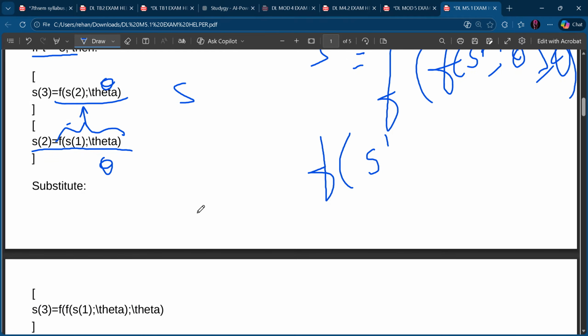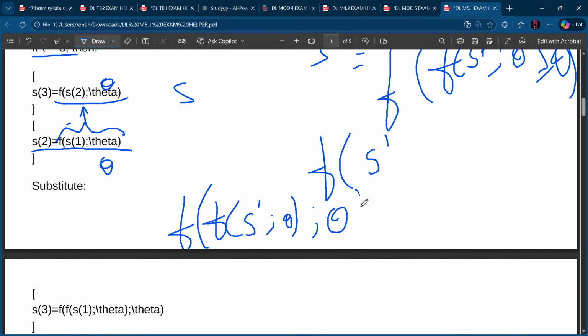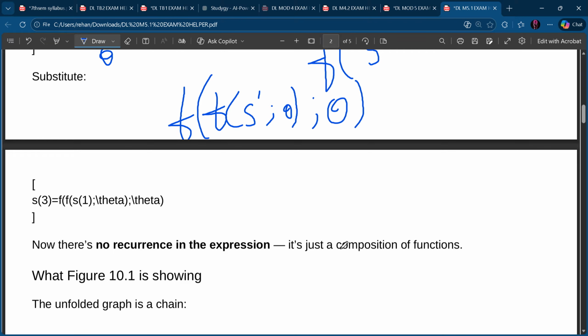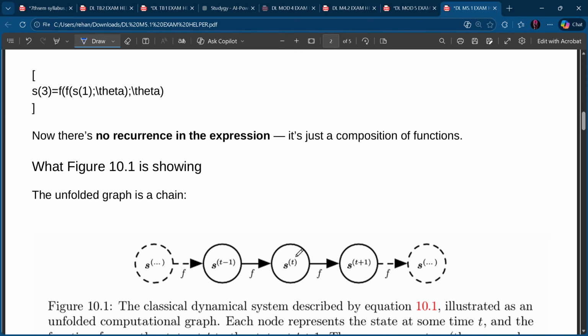Understood, right? So basically, if I write s2 here as f of s1 theta, this should be substituted in the place of s2 in s3. So s3 is equal to f of, in place of s2, I have written this expression, then theta. Very simple. Now there is no recurrence in the expression. This is just a composition of functions.